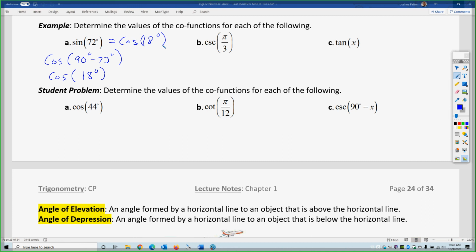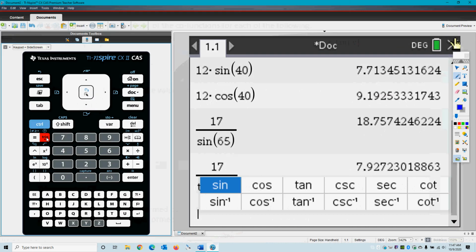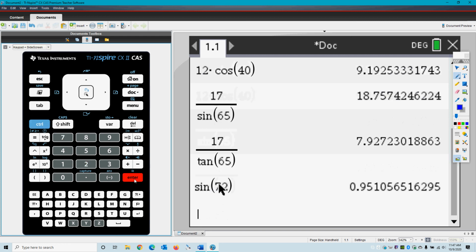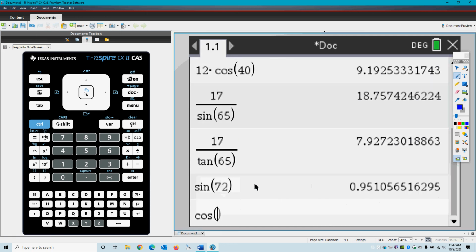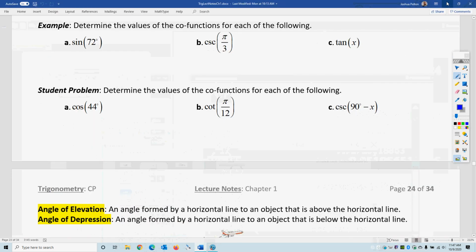Okay, so let's take a look at that. It's going to be decimals, of course, because it's not nice ones that work out. So we have the sine of 72 degrees. Is it in degree mode? It is in degree mode. All right, and we had the cosine of 18 degrees. Okay, we get the same answer. And same thing with radians, but if you're plugging in radians, make sure it's actually in radian mode.